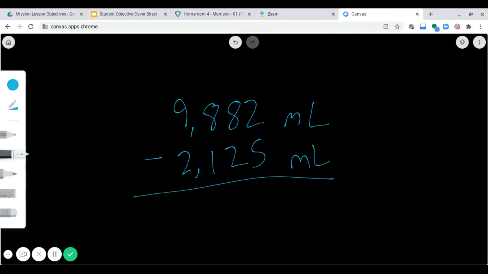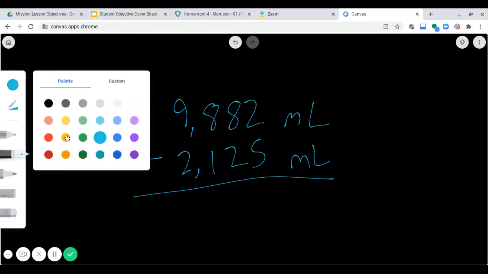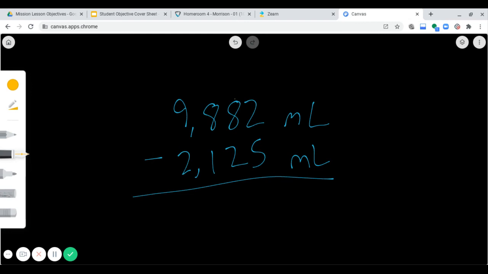So can I do 2 minus 5? I cannot do 2 minus 5. I'm going to even change colors here. I cannot do 2 minus 5. So I have to borrow. I'm going to borrow from the 8. The 8 becomes a 7. The 2 becomes a 12. Now let's see. Am I going to be able to do 12 minus 5? Yes. Am I going to be able to do 7 minus 2? Yes. Am I going to be able to do 8 minus 1? Yes. Am I going to be able to do 9 minus 2 in the thousandth place? Yes, I can. Okay, so I'm all set to go now.